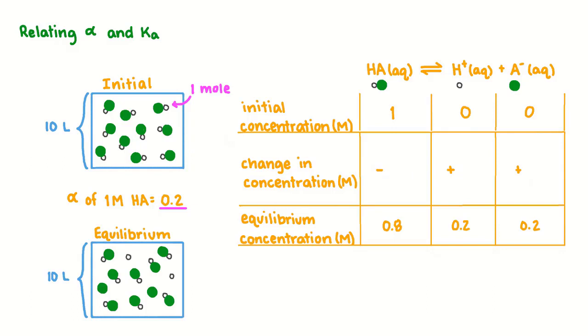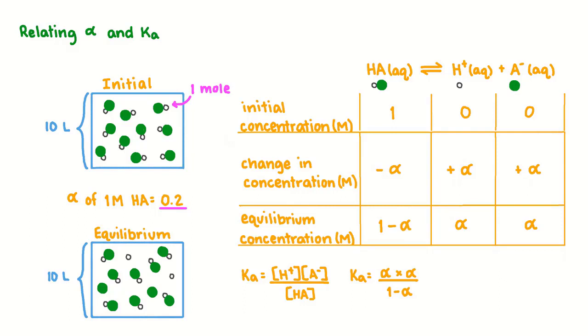If we replace the change in concentration with the degree of dissociation, then the equilibrium concentration of HA in moles per liter is 1 minus the degree of dissociation, and the equilibrium concentration for H+ and A- in moles per liter is equal to the degree of dissociation. We can substitute these equilibrium concentrations into the acid dissociation constant expression to determine that Ka is equal to the degree of dissociation squared divided by 1 minus the degree of dissociation.